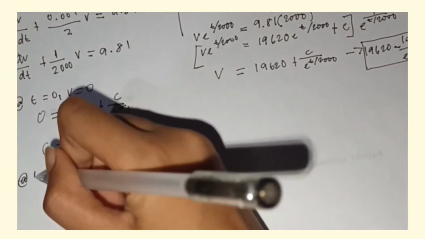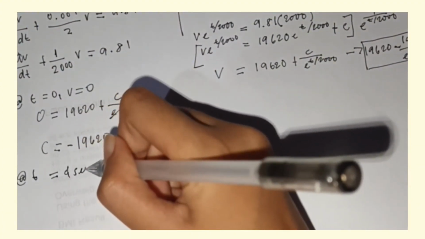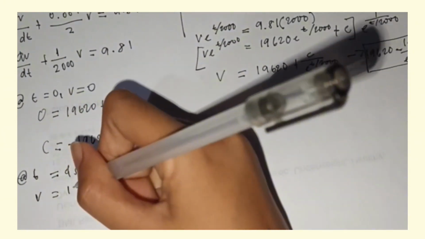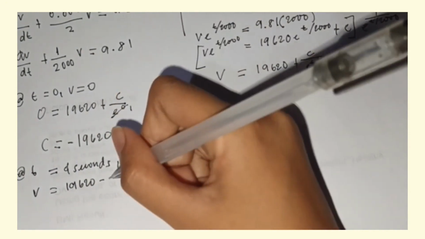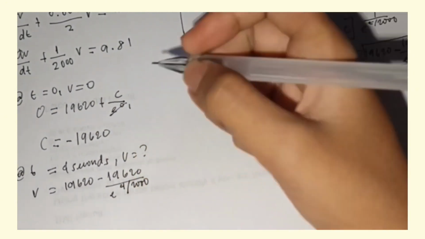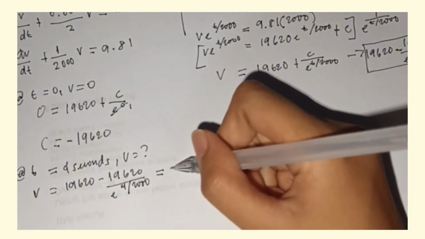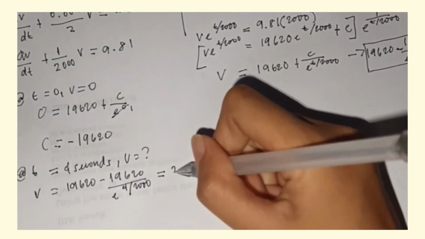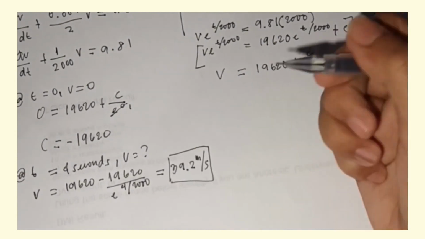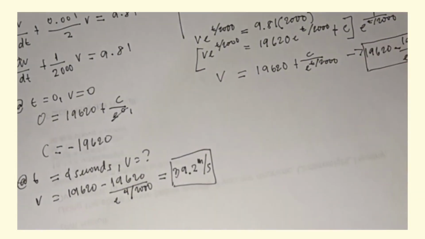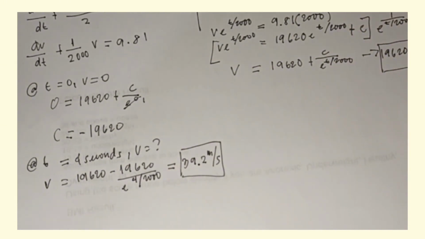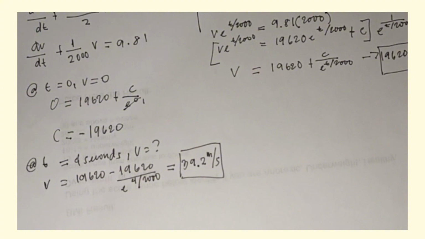So, at time equals 4 seconds, what is v? So v equals 19620 minus 19,620 over e raised to 4 over 2000. And our answer should be 39.2 meters per second. So we have answered the first question. Okay, how about the second question? What is the velocity after 4 seconds? And what is the distance traveled by the ball after 4 seconds?